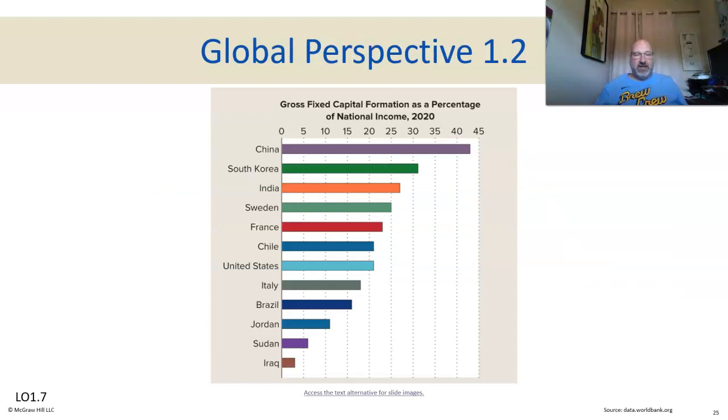All right, gross fixed capital formation as a percentage of national income. China, about 43%. South Korea, a little over 30%. India, over 25%. Sweden at 25%, France about 23%, Chile a little over 20%, U.S. just over 20%, Italy about 18% or so, Brazil just over 15%, Jordan just over 10%, Sudan just over 5%, and Iraq somewhere around 3% maybe.